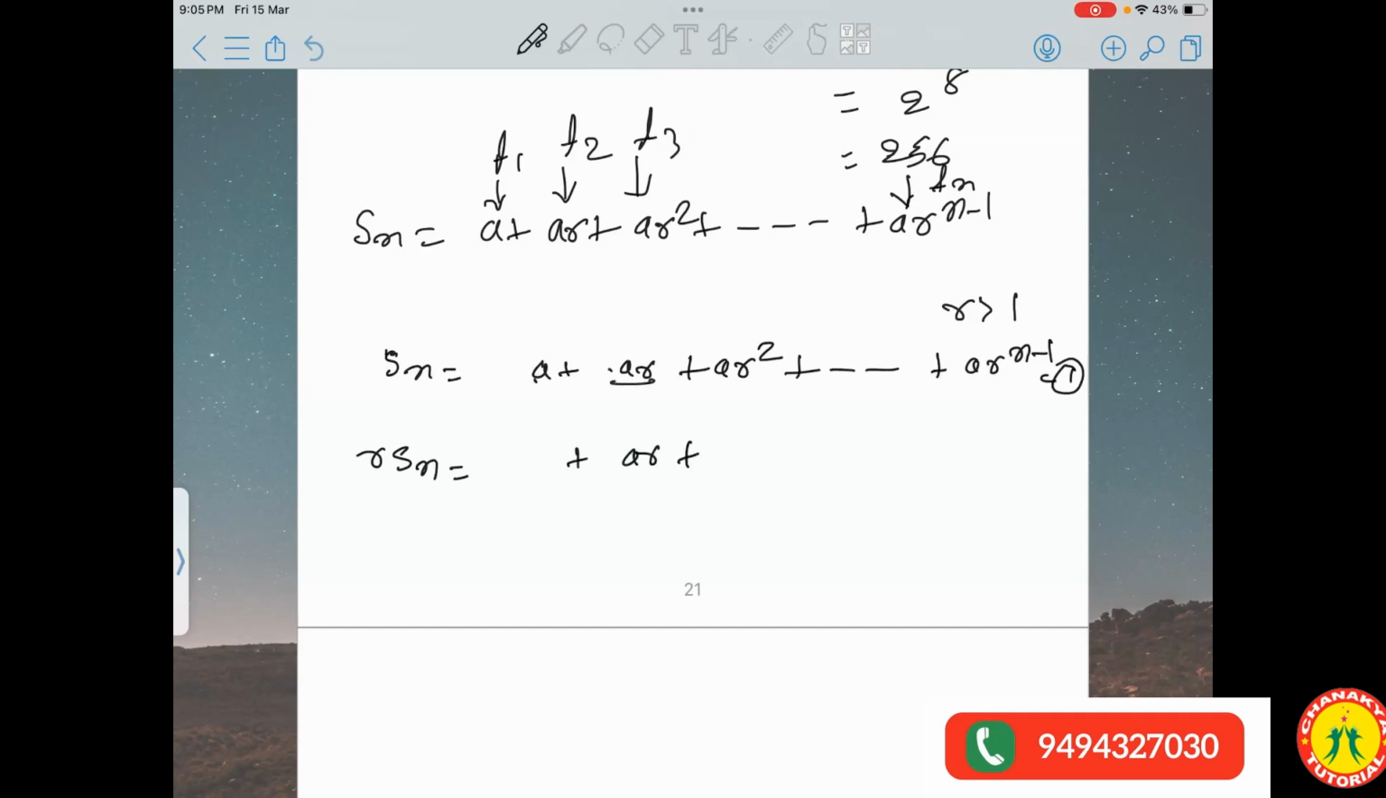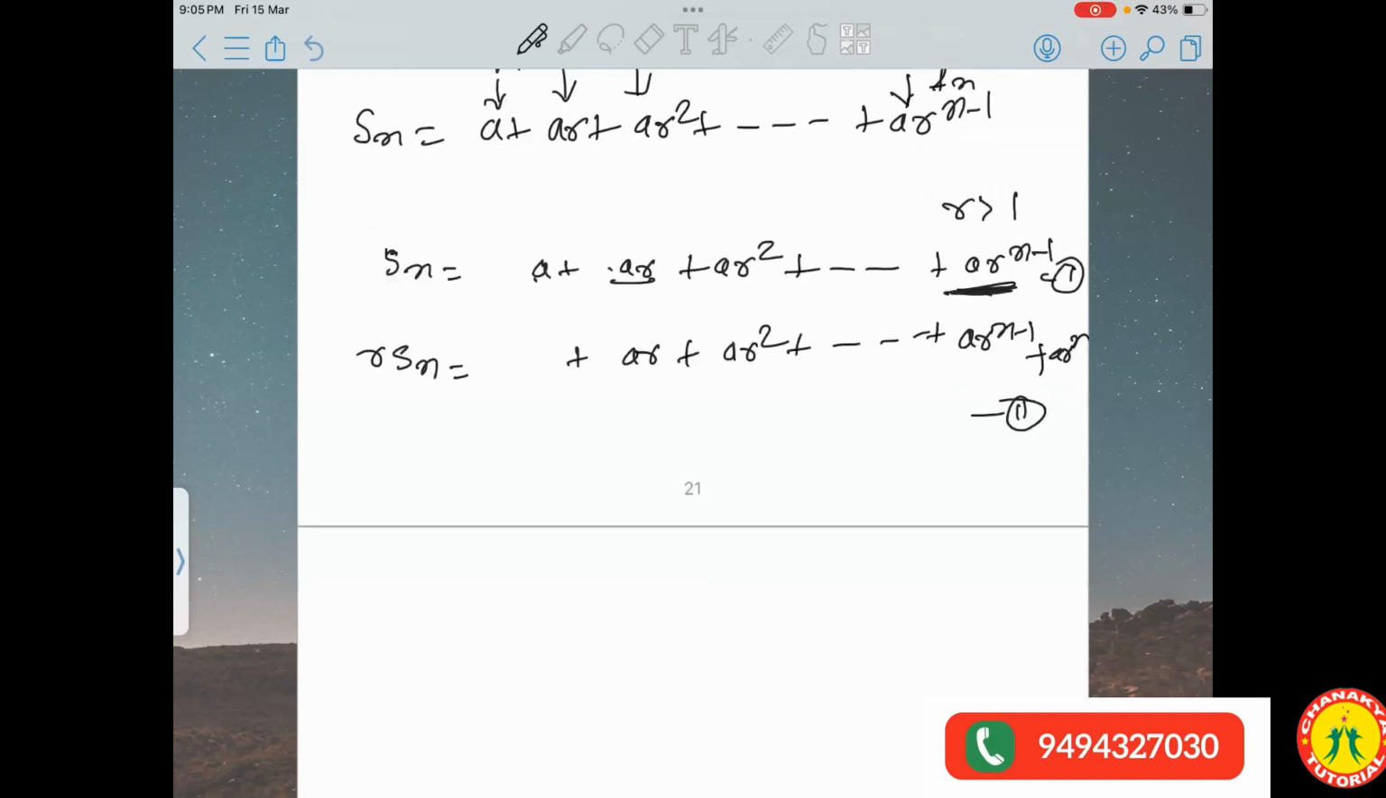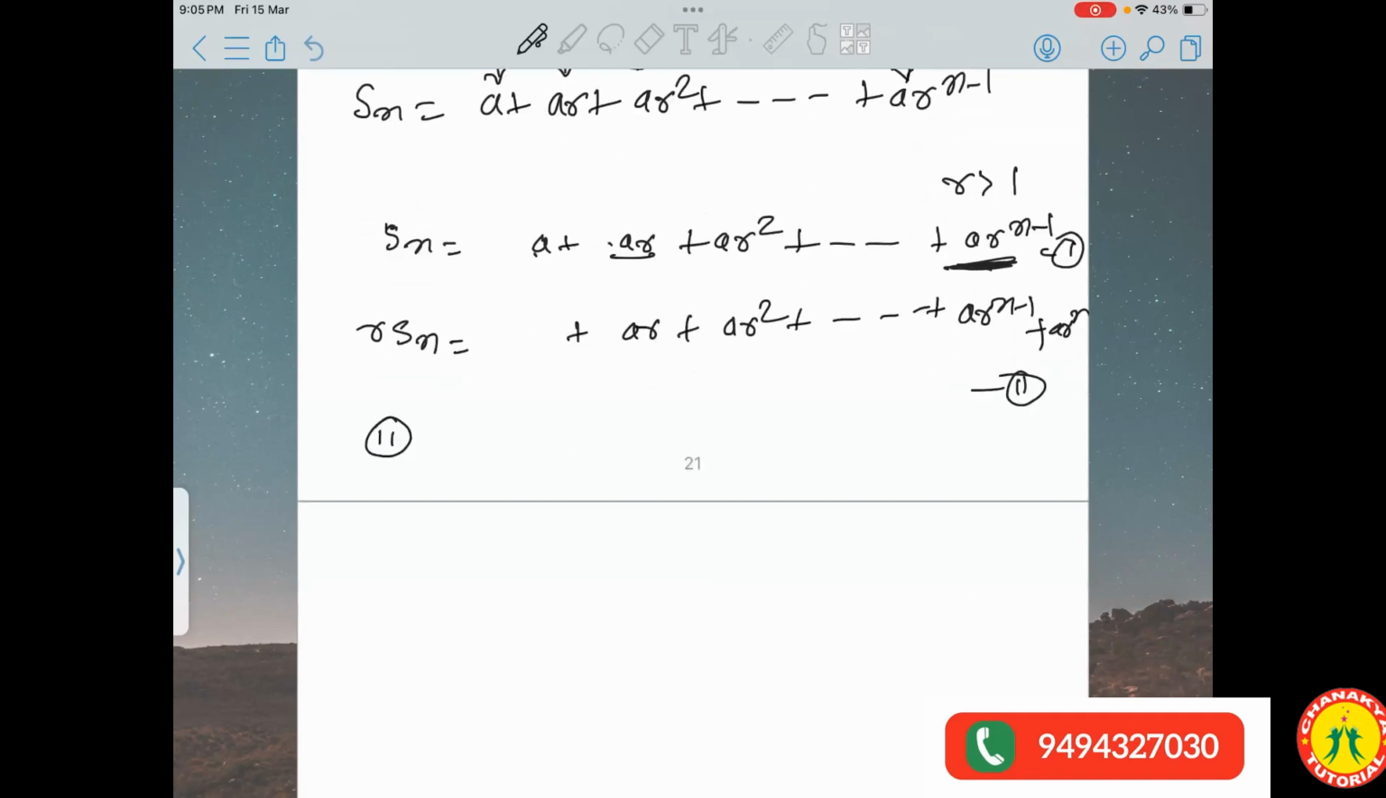AR multiplied by R gives AR square, like that. Now here is AR power n minus 1, and if we multiply, basically AR power n. This is the second equation. Now subtract equation 1 from equation 2.